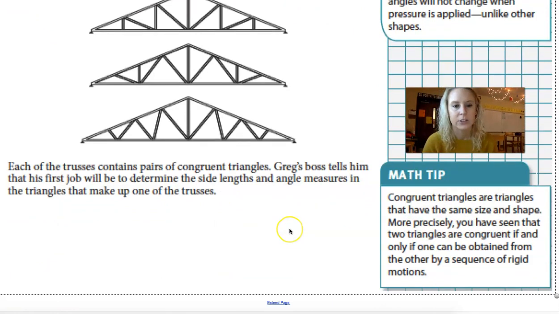All right. Each of the trusses contains pairs of congruent triangles. Greg's boss tells him that his first job is to determine the side lengths and the angle measurements in the triangles that make up one of the trusses.